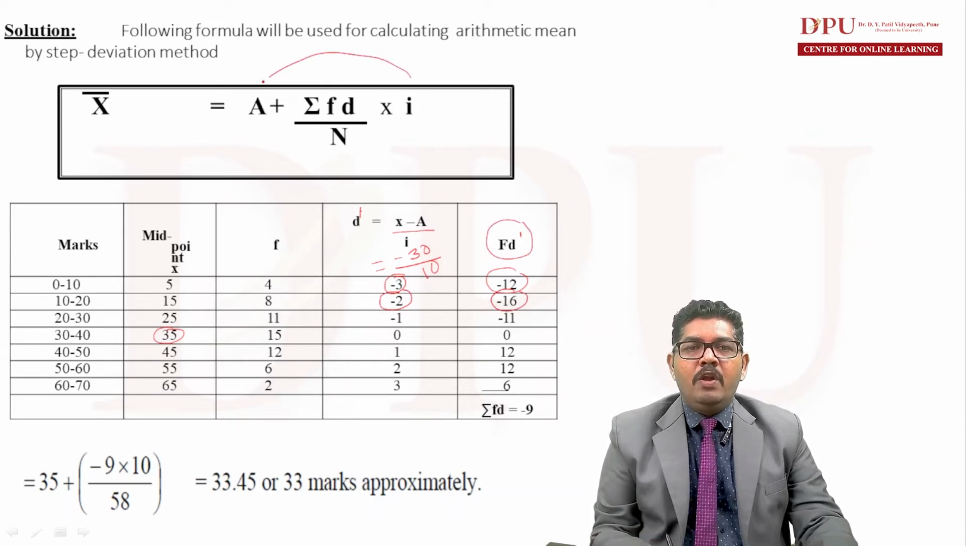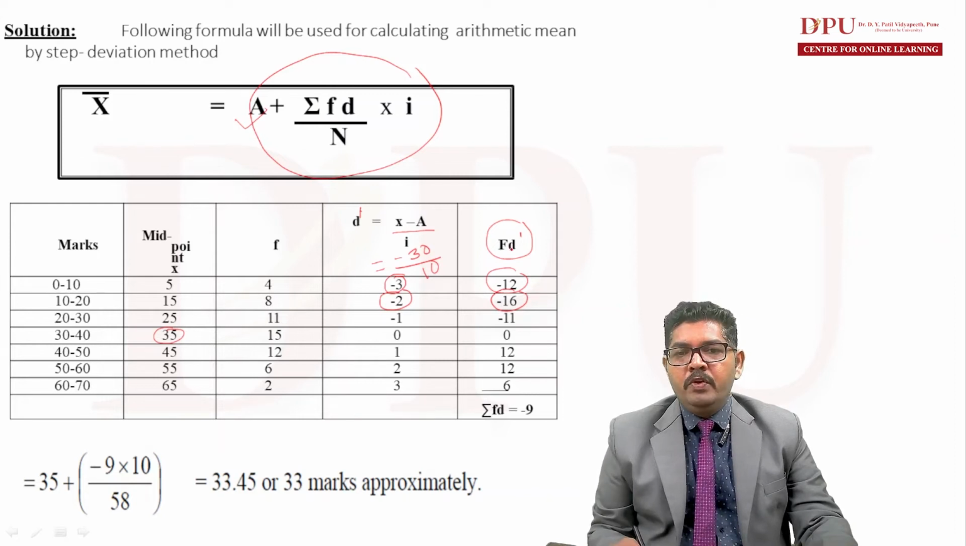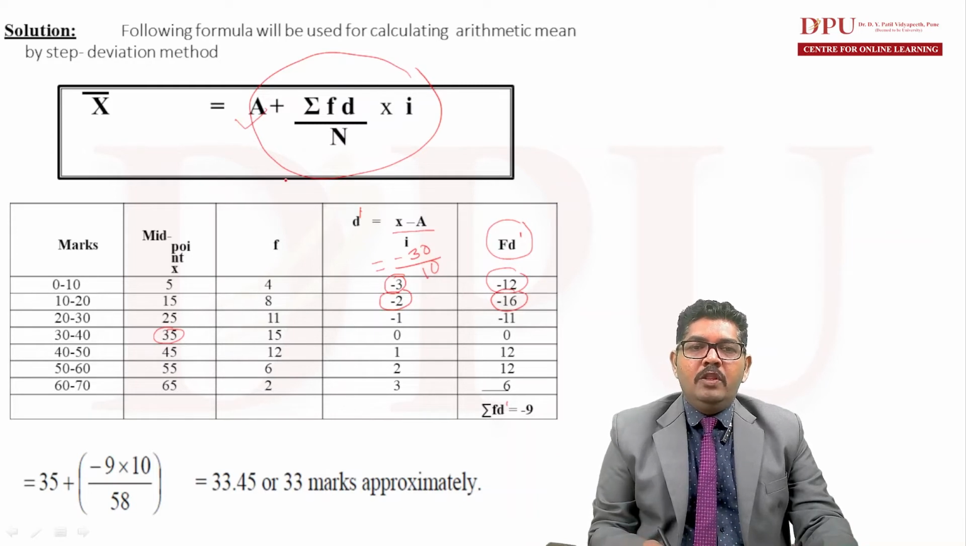Now look at the formula. What we need is the arbitrary value of mean, that is the assumed mean. Then we need summation of fd dash. So we have to add all these fd dash values. Summation of fd dash is equal to minus 9. So minus 12, minus 16, minus 11, 0, 12, 12, 6. Addition of all these values is equal to minus 9. So let us put all these values here.